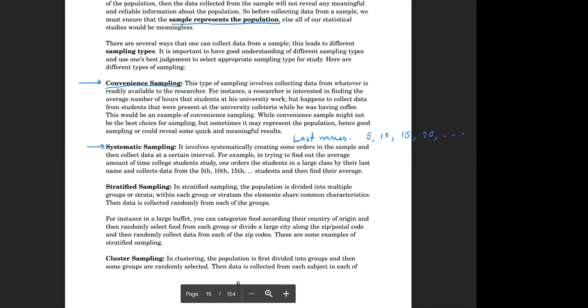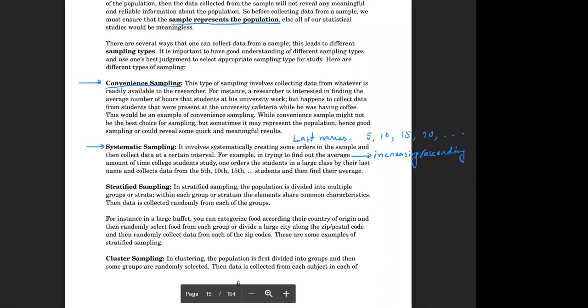But if you're dealing with numbers, you can organize them in increasing or ascending order. Then you could collect data from every 10th or every 5th or every other data point, whatever is convenient for you or makes sense for you. So that's systematic sampling.